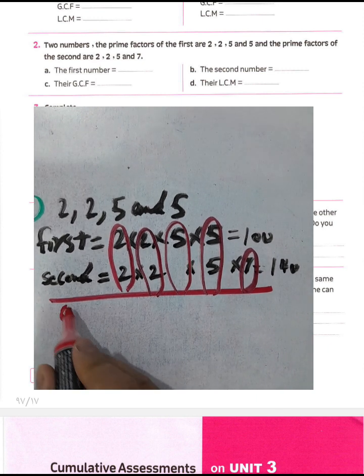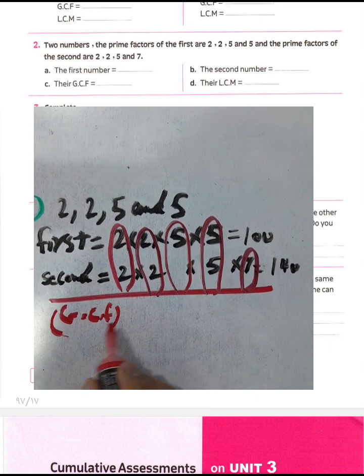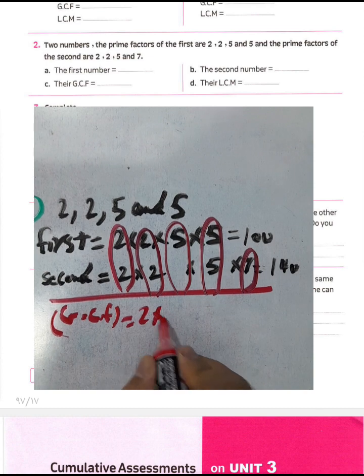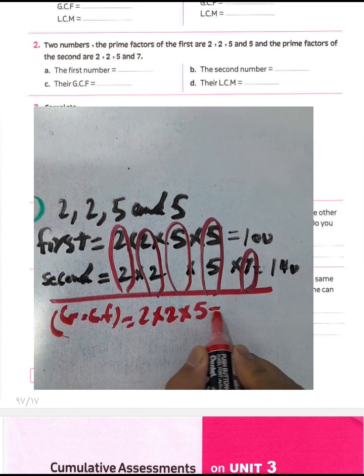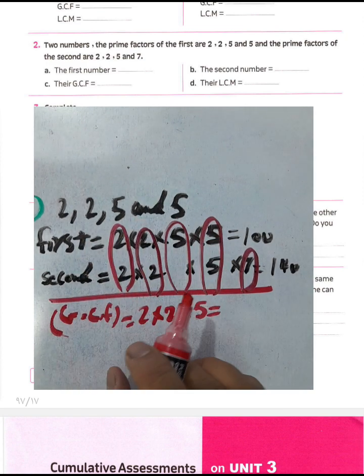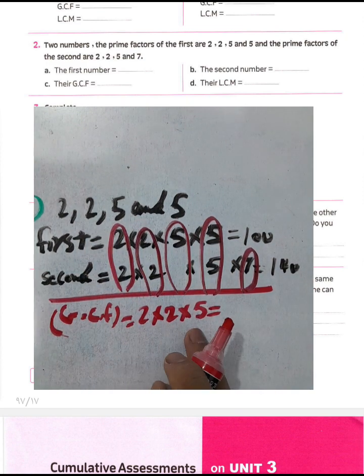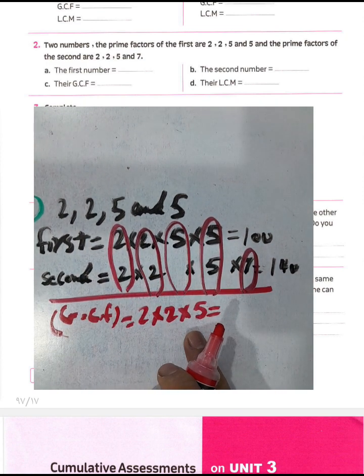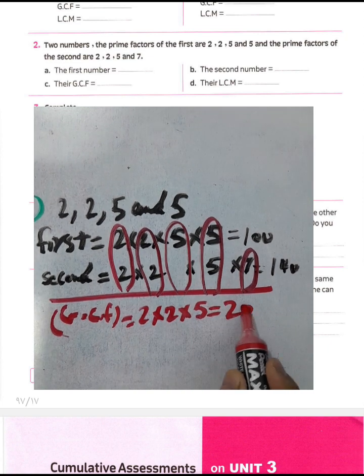Then the greatest common factor will be 2 times 2 times 5. Take one digit from each circle. 2 times 2 is 4, 4 times 5 equals 20. Then the greatest common factor between them equals 20.